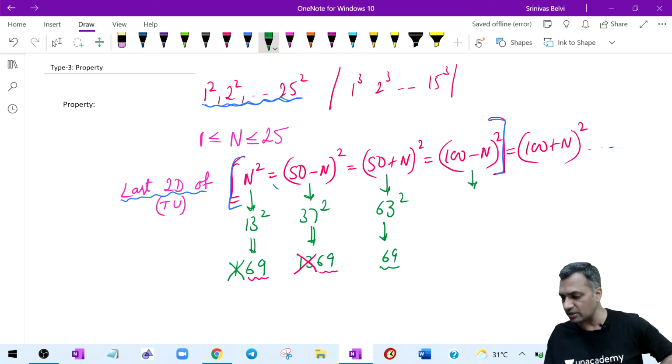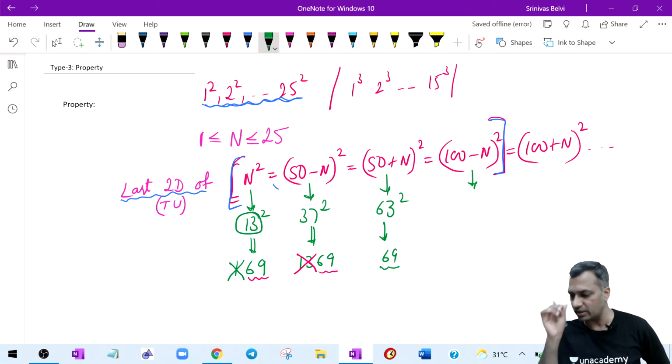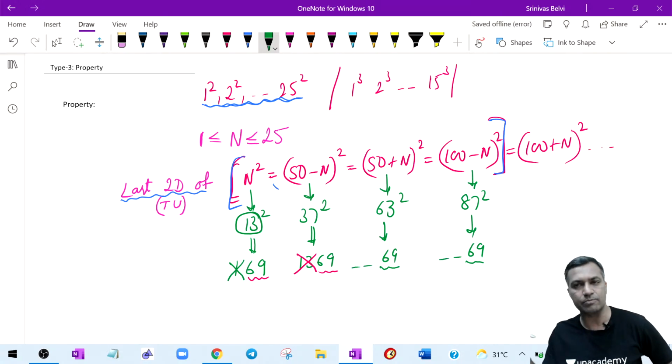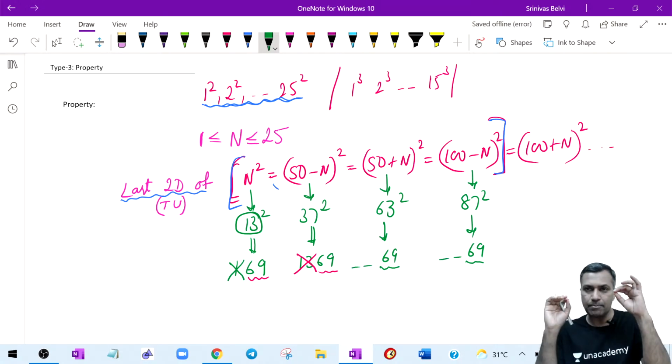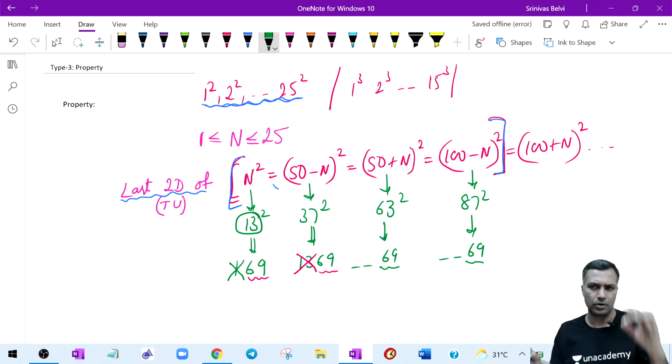You may ask, what about 100 minus n, 100 minus 13? What is the value of n that we assume? 13. Therefore, 100 minus 13 is 87 square. Find out the last two digits of this number would remain 69. Other digits may vary, as I told you. This is a very, very important property.